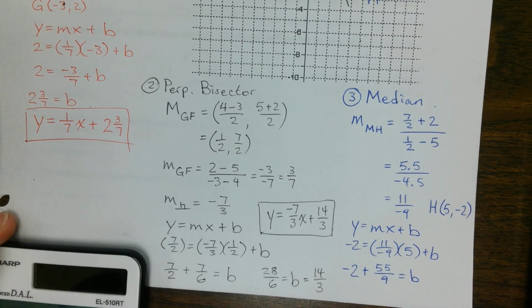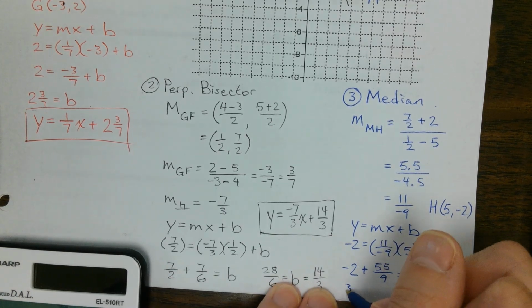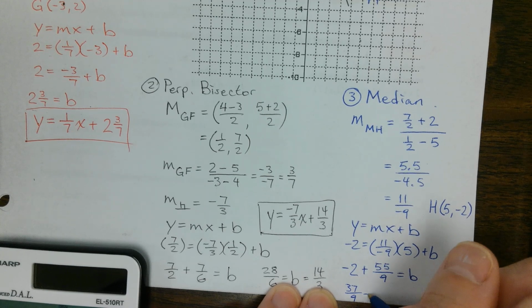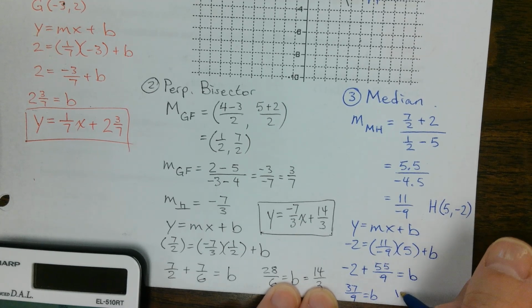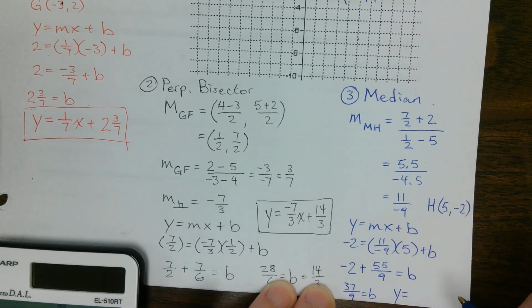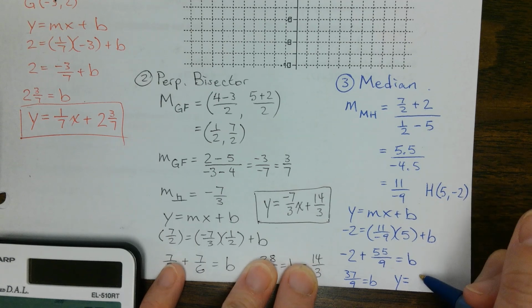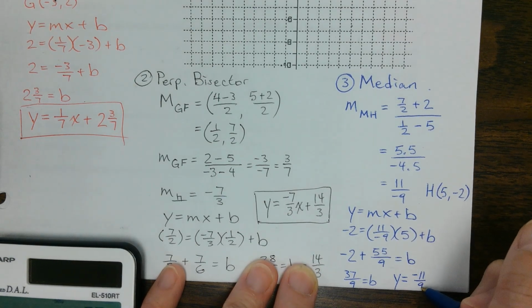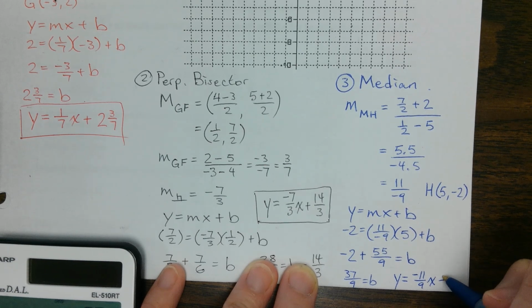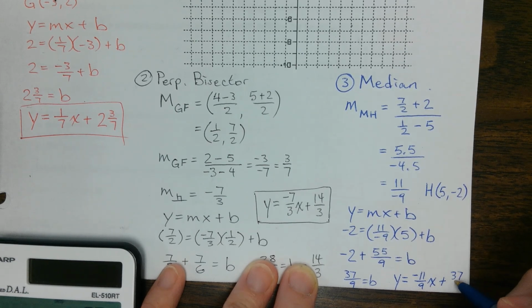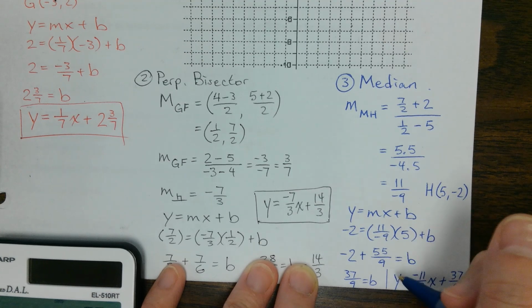Okay, so negative 2 times 9 plus 55. So I get 37 over 9. And so therefore my equation for the median is y equals negative 11 over 9 x plus 37 over 9.